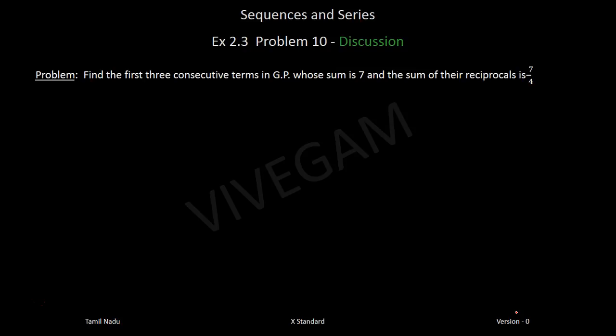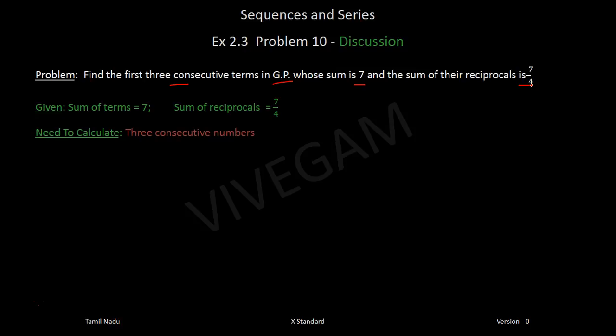Okay, let's mark what's given in the problem. Same thing, it's a GP, three consecutive terms. Their sum is 7. Earlier we had product as 7, and sum of the reciprocals is 7 by 4. This is what is given: sum of the terms equal to 7, sum of the reciprocals equal to 7 by 4. What are we asked to calculate? We are asked to calculate the three consecutive numbers.